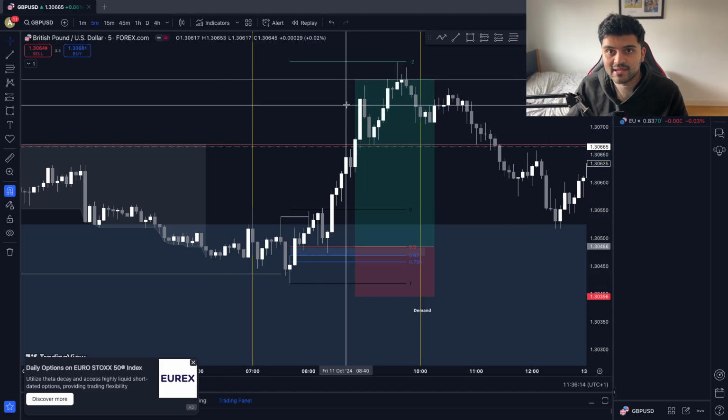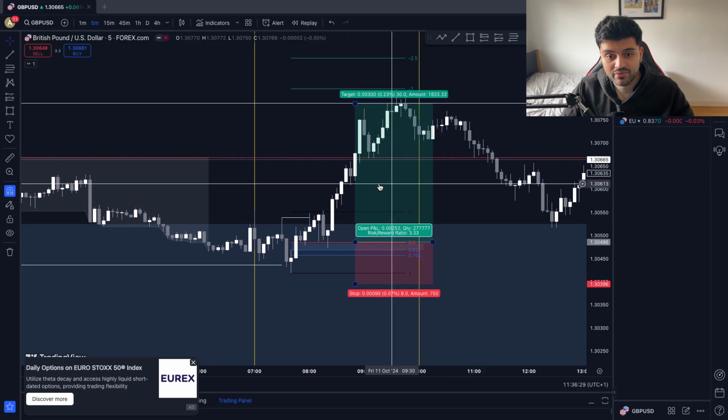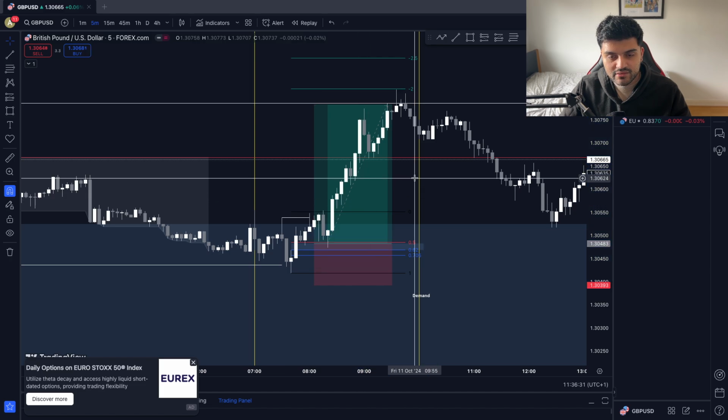Now, this is where your backtesting comes into play. This is where you're going to see the different variations of, is EQ entry better? Is imbalance entry better? Is Asian high target better? Is minus 2 standard deviation better? This is where everything comes into play, okay? And that's for you to decide. But this is the entry model in a nutshell, okay?